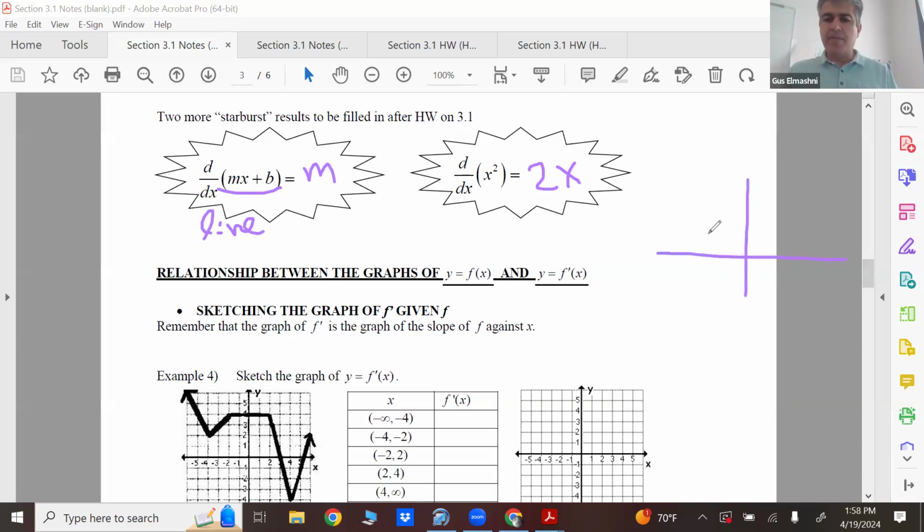And if you think about it from a graphical perspective, so let's say y equals x squared, right?